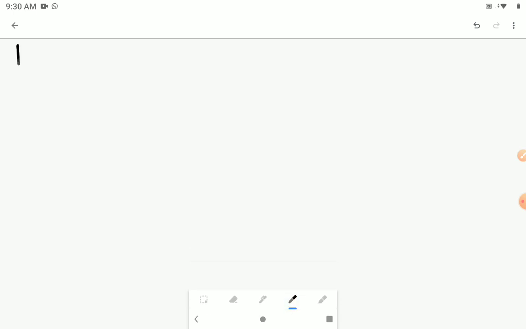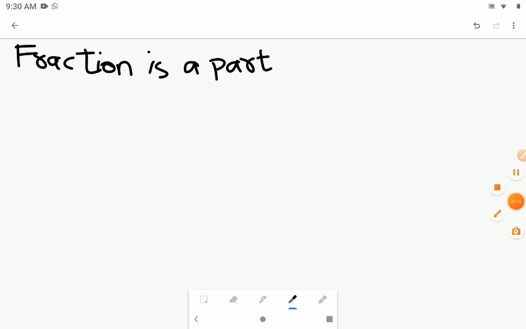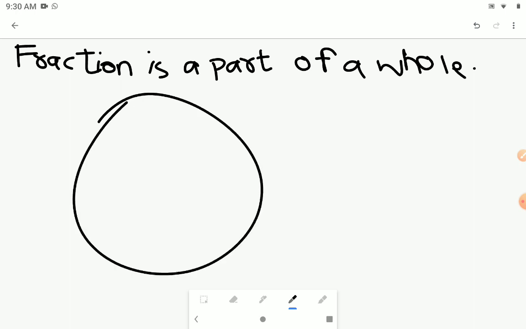Fraction is a part of a whole. Is a part of a whole. It means if I have a pizza, okay, if I have a pizza and I have to distribute this pizza into 4 people, how many pieces I will cut?